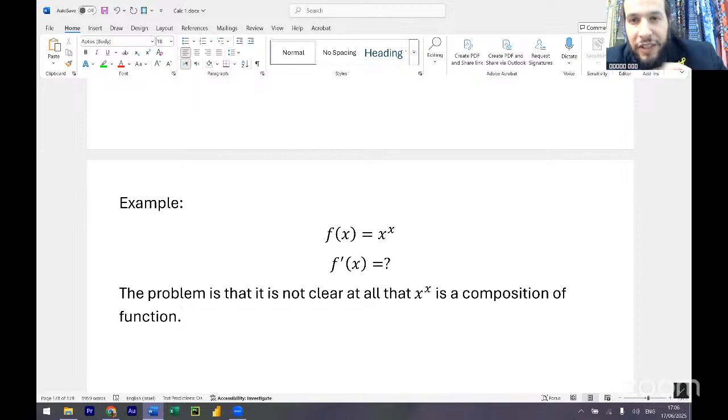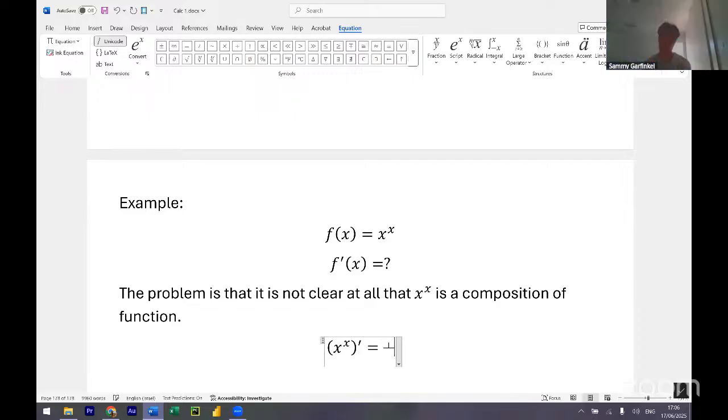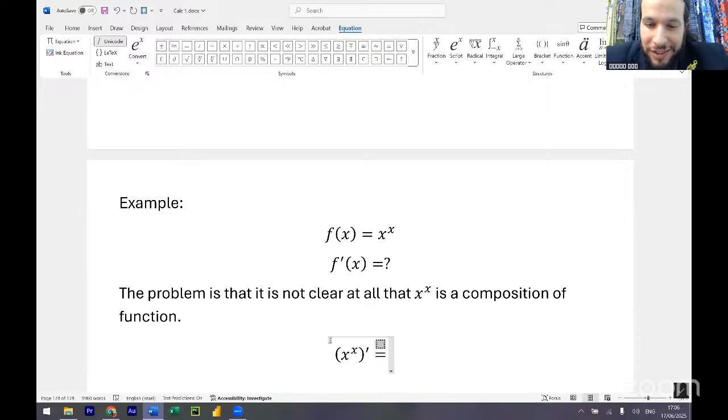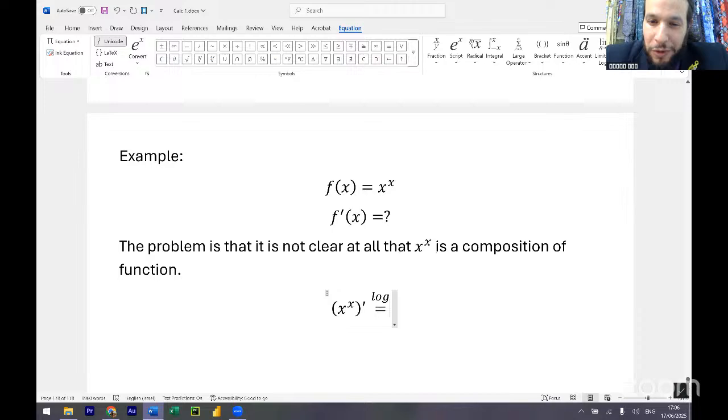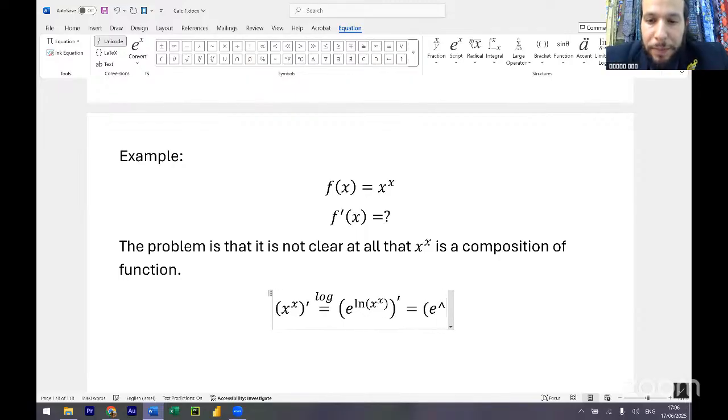It's not a composition of two functions in a sense. Does anyone care to have another guess? Hint, it's just what I taught you and told you it's important to know. You have the power of two functions. Which rule should you apply? The log rule. Exactly. So it's e to the ln of x to the x. Agreed? Which is e to the power of x log of x. Agreed?